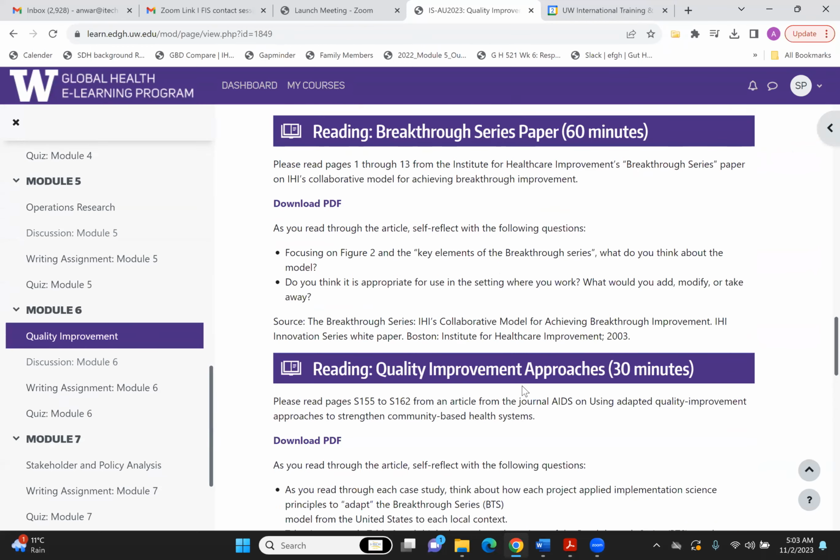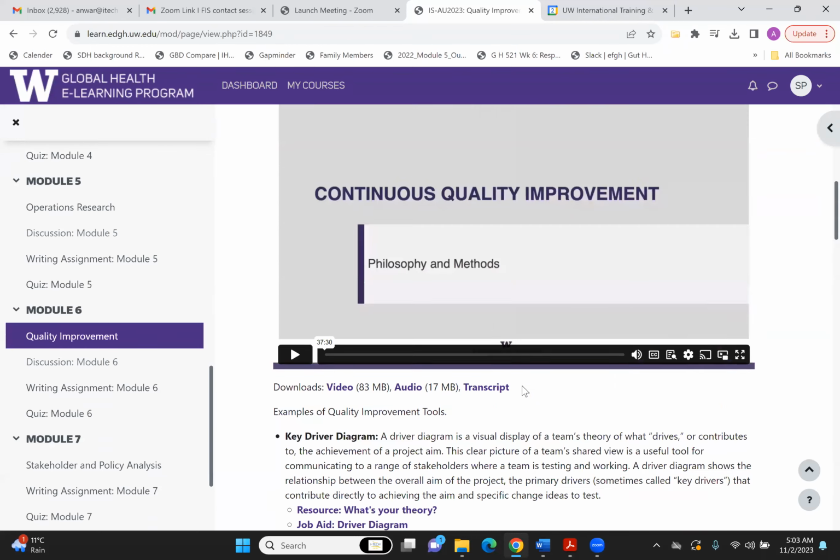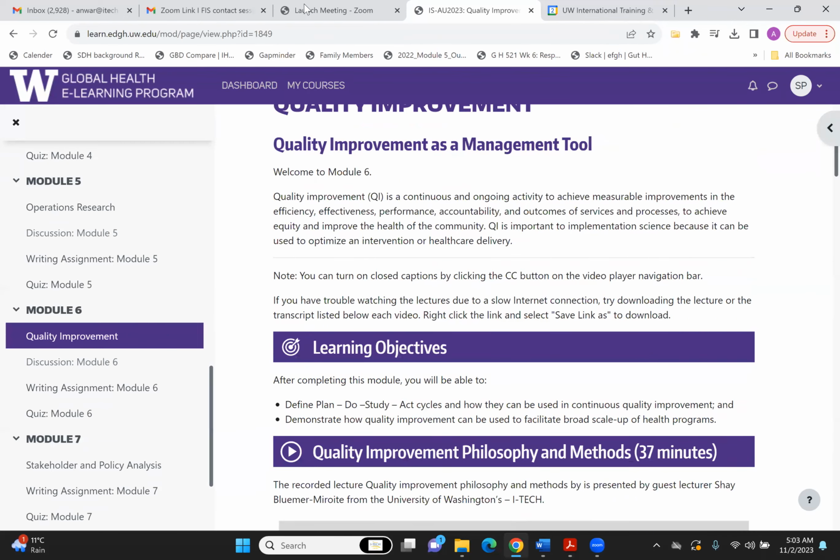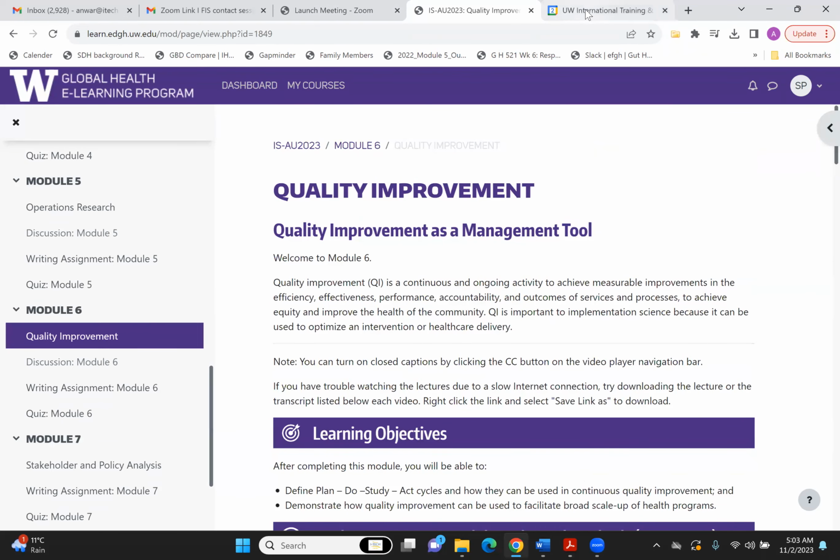So quality improvement has many, many tools, and these days we talk about it separately or try to focus on it as a specific activity, but usually it is very much incorporated within the systems.